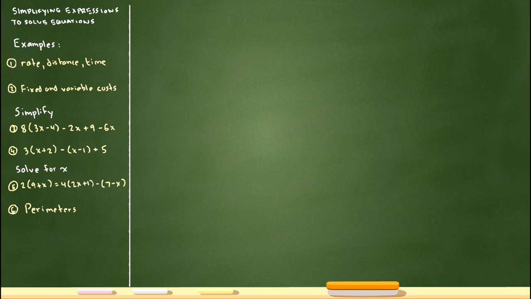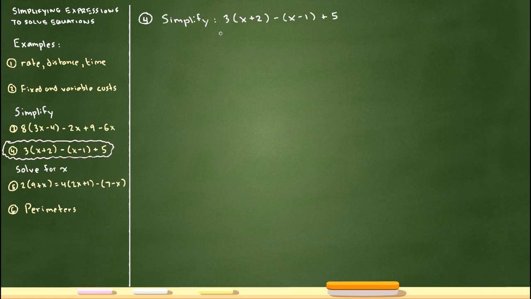So let's take a look at number 4. Number 4 is similar. We want to simplify 3 times x plus 2 minus x minus 1 and plus 5. Okay, so the idea is the same. You want to distribute where you can. So we have that distribution. We could also distribute this negative sign to these pieces in the parentheses. So we're going to have 3x plus 6. Right, that's 3 times x, and then 3 times the 2. It was 3x plus 6.